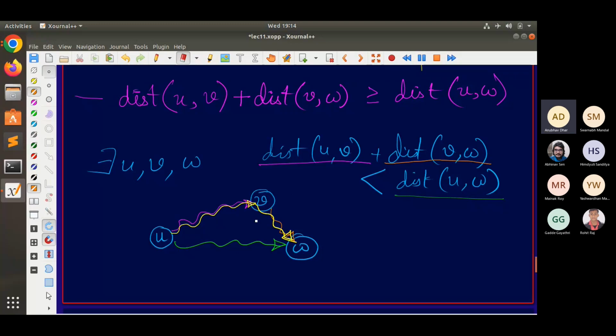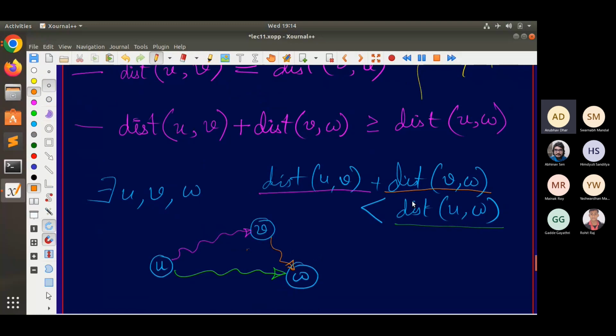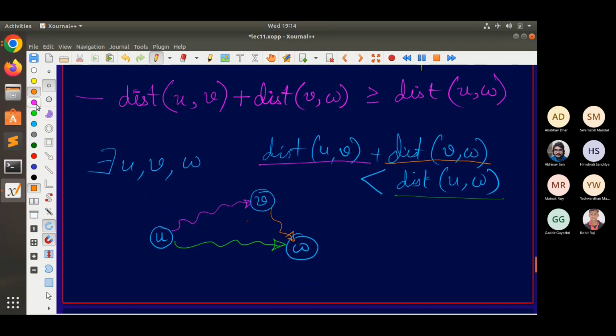There is an algorithm called Dijkstra's algorithm that will be using this particular property multiple times. But let's not dive into that algorithm right now.